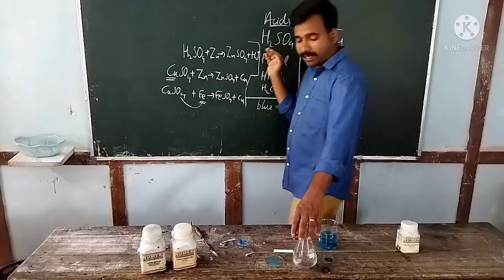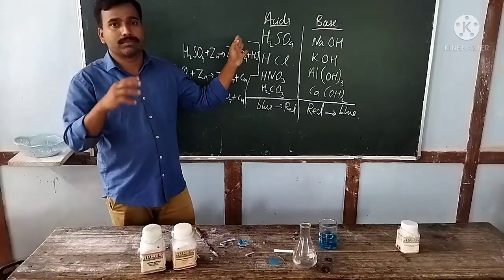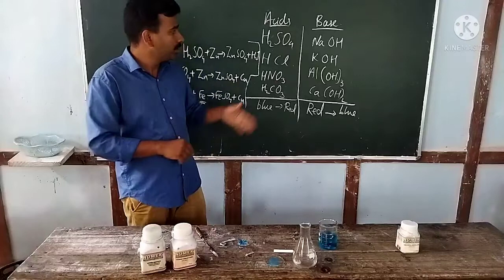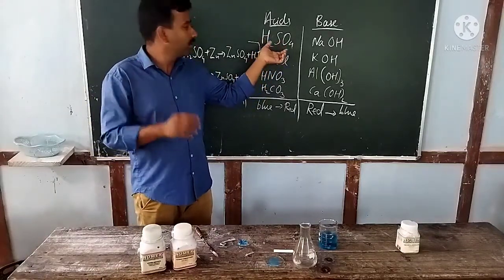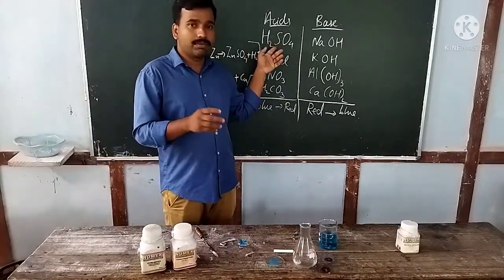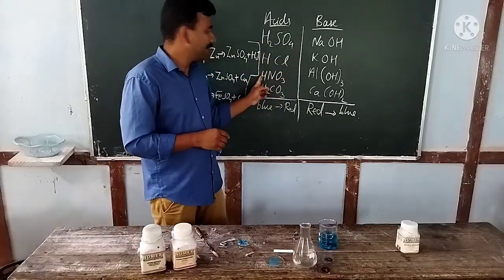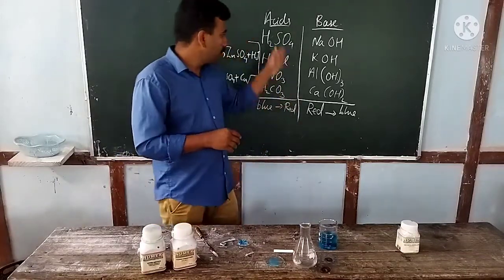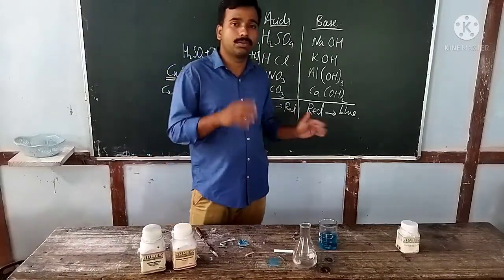Generally, when non-metals react with oxygen, they form corresponding non-metallic oxides. When sulfur is burned, it will produce sulfur dioxide. When sulfur dioxide is mixed with water, you will get sulfurous acid, H2SO3. The formula of sulfuric acid is H2SO4, then hydrochloric acid, HCl, then nitric acid, HNO3, then carbonic acid, H2CO3. In all these cases, these four substances can change blue litmus to red color.